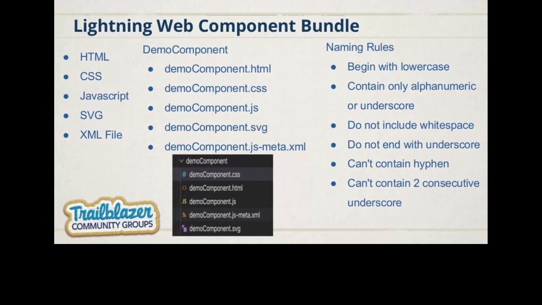In naming rules, the second one is to contain only alphanumeric characters or underscores. Do not use anything else for variable or method names. Do not include white spaces. That would be pretty obvious.